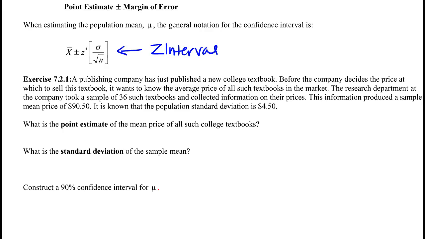So you already covered a lot of the really important things from 7.2 in lecture on Thursday, but I wanted to do a couple more examples for you, including exercise 7.2.1.